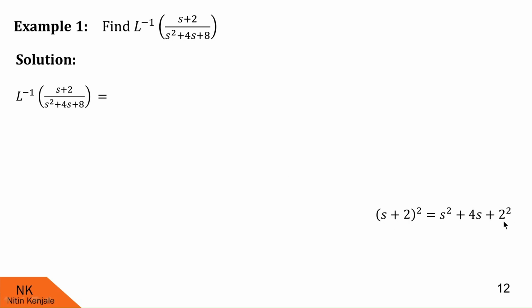So this additional 4 can be adjusted by simply writing this 8 as 4 plus 4. After which denominator becomes s square plus 4s plus 4 plus 4, which further can be written as s plus 2 the whole square plus 4. Now observe that every s in this function is now in addition with 2.